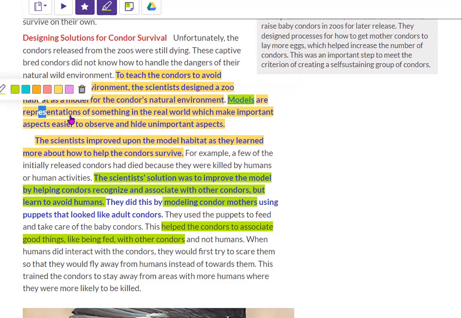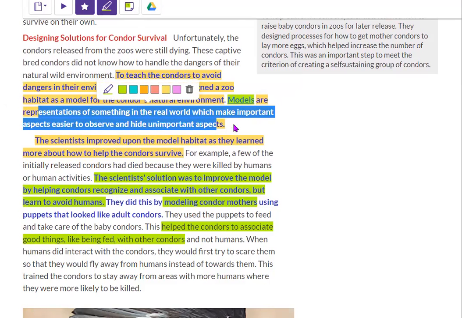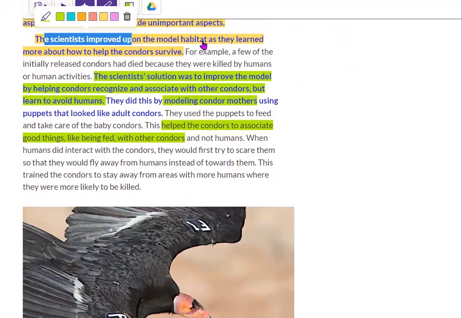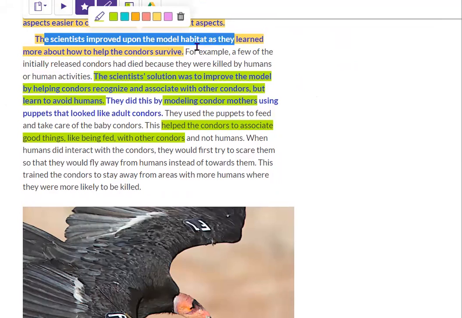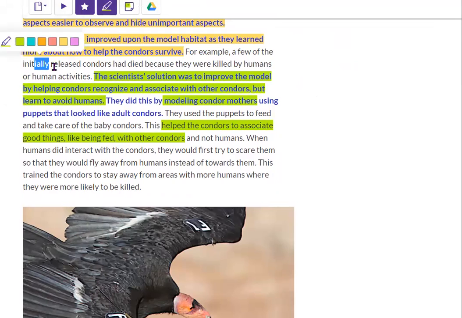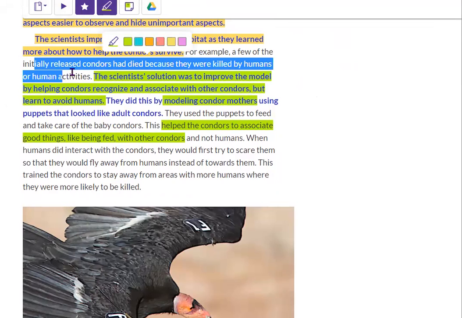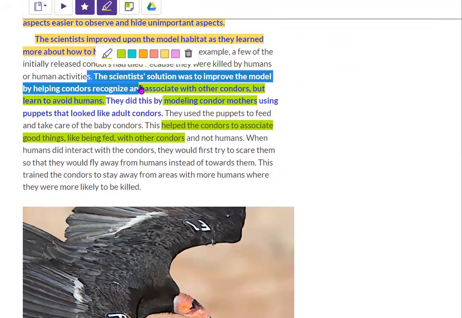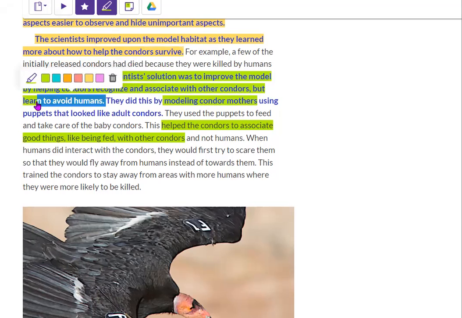And so models are representations of something in the real world that make important aspects easier to observe, and they hide unimportant aspects. And so scientists had to improve upon the model habitat every time they learned more about how to help the condors survive. When they first released the condors, they died because humans or human activities would kill them. And so the solution to that problem was to improve the model by helping the condors recognize how they should avoid humans and stay closer to condors.